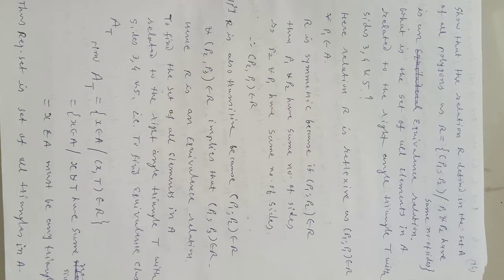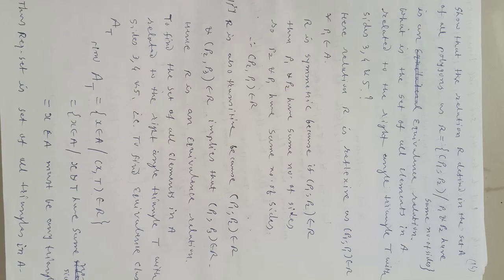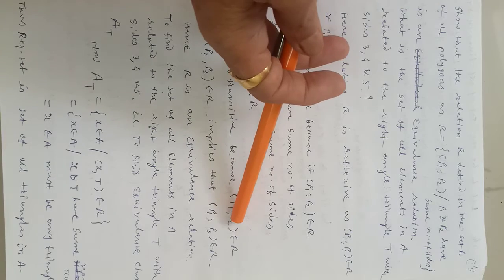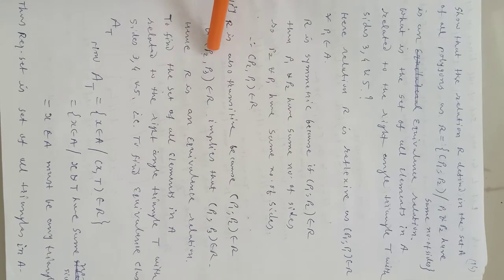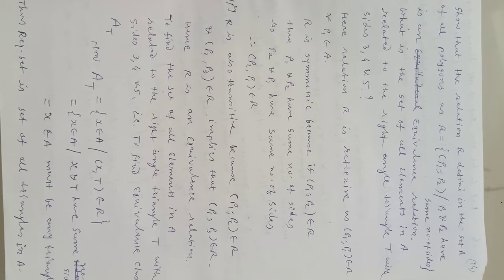Next we check whether R is transitive or not. For that purpose we choose two ordered pairs: one is (P1, P2) a member of R, the second is (P2, P3) a member of R. Can you imply here that (P1, P3) is a member of R? Definitely. Why? Because (P1, P2) in R means P1 and P2 have the same number of sides. When I say (P2, P3) in R, that means P2 and P3 have the same number of sides. So obviously P1, P2 and P3 all have the same number of sides. So definitely (P1, P3) belongs to R. And that is why R is an equivalence relation, because it is reflexive, symmetric and transitive.